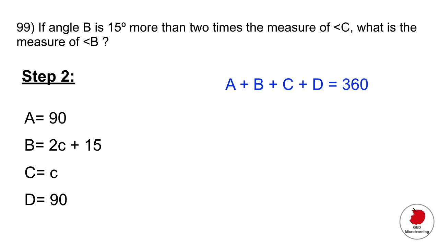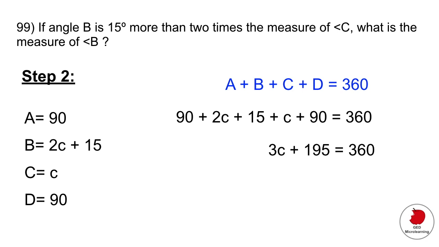Okay, so now that you have all your values, just plug them into the equation. You would plug them in like that. And then, once again, what you're going to do is add all the common values. So all the values that have C are added together, right? So 2C plus C is 3C. And then you're going to add the 90, the 15, and the 90 there on the left to get 195.